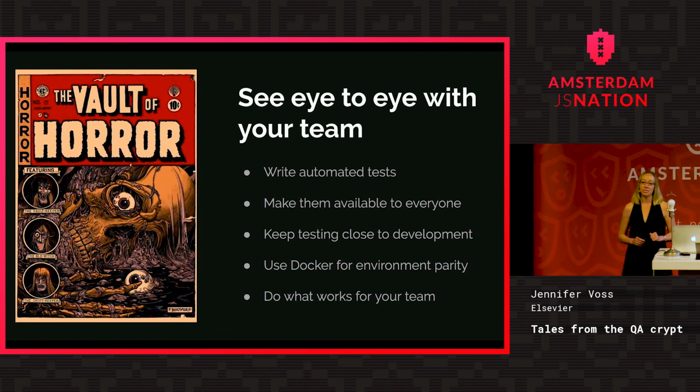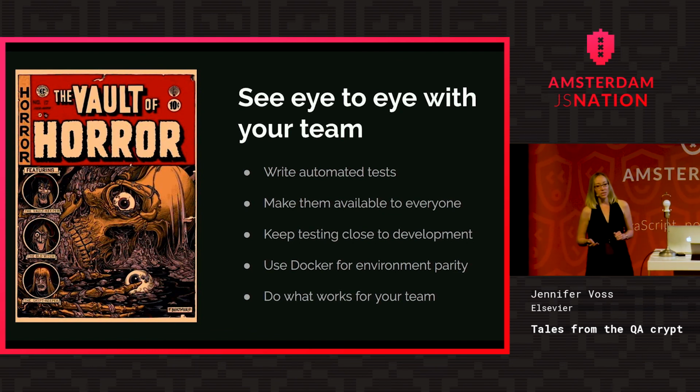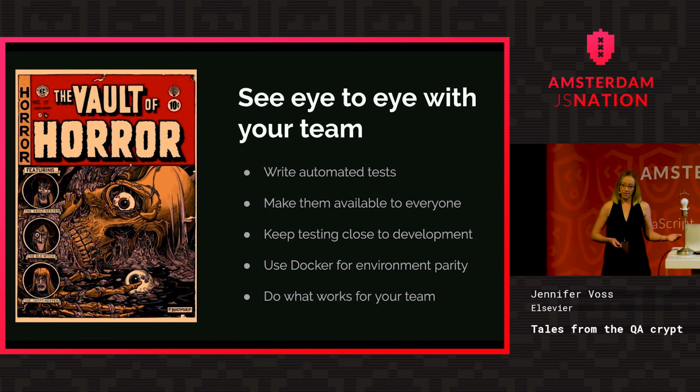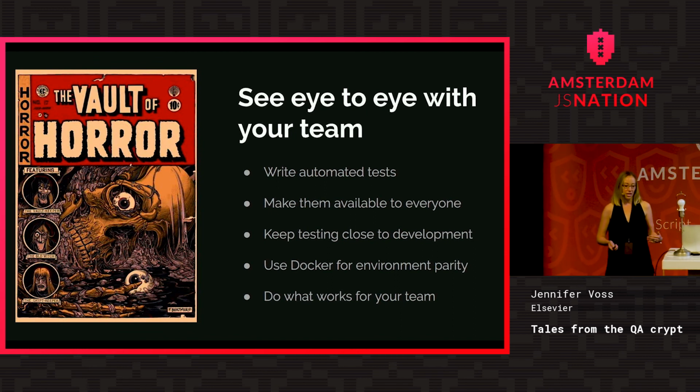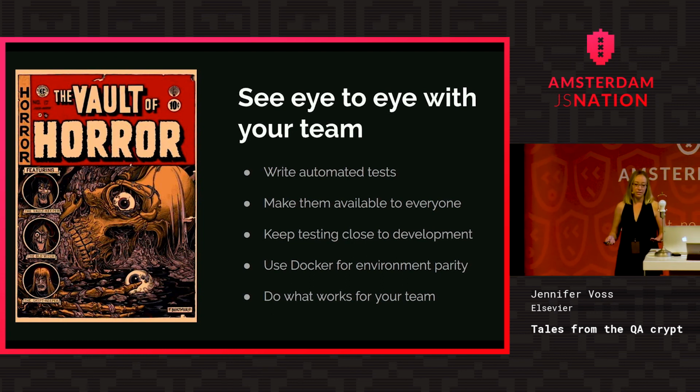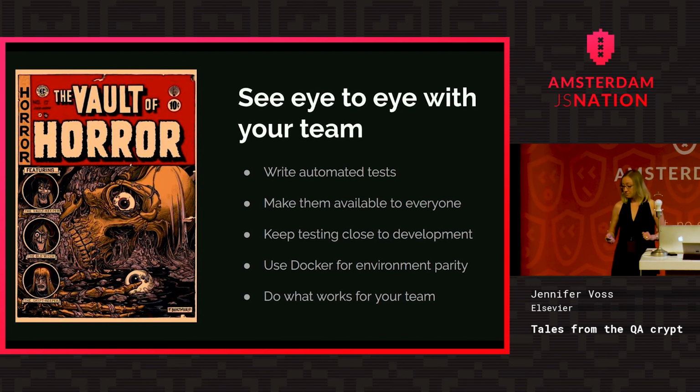But most importantly, you want to see eye to eye with your team. I didn't make these changes on my team overnight. It took a little while to get up to speed with everything, but hopefully the code that I've showed today and that I'll share afterwards helps you do it a little faster. But you want to make sure that you write some automated tests, make them available to everyone, and then keep your testing as close to development as possible. Use Docker for environment parity, and then really do what works for your team. Adjust and fit these in as needed. You don't have to do them in the sequence that I showed. So just do what works for your team.